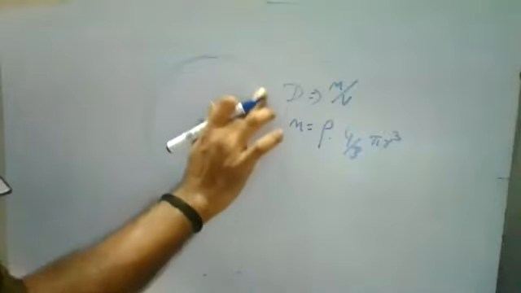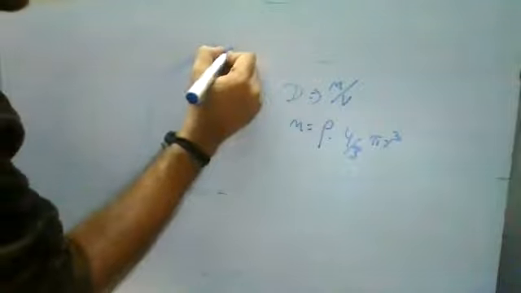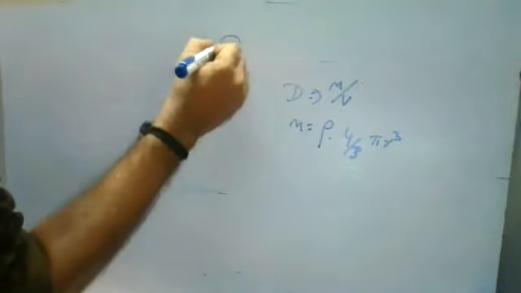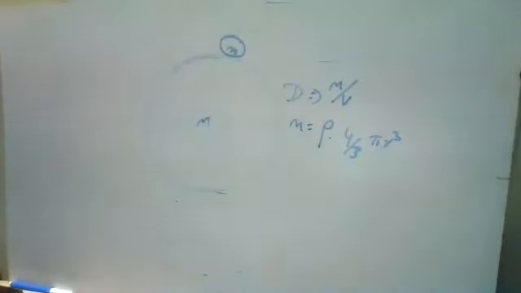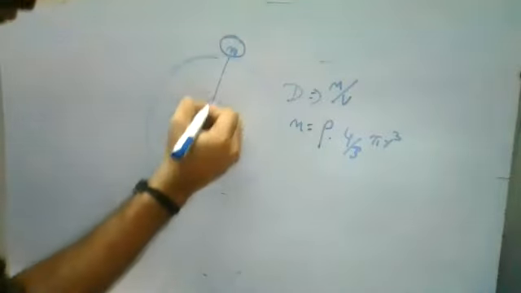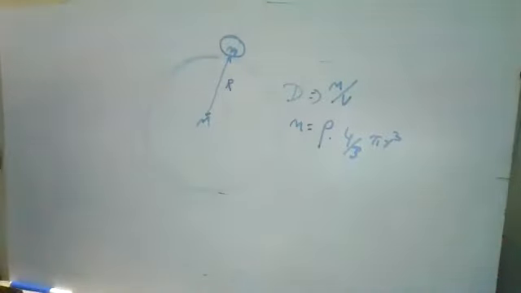Suppose I'm taking a small object. The small object is small m, which is placed on the surface of the Earth. When we place it on the surface of the Earth, the distance between the small m and the capital M, from the center, is r. The distance between the small m and the capital M is r.